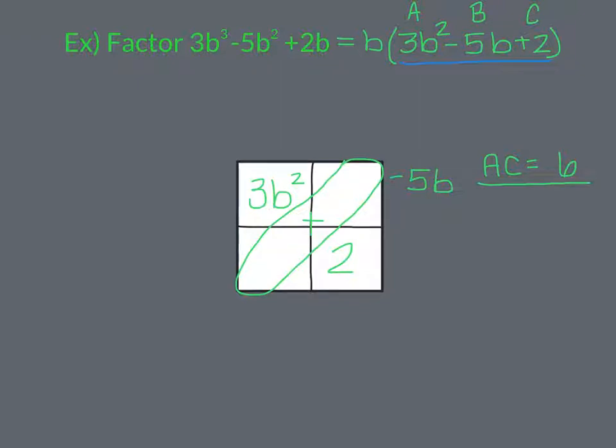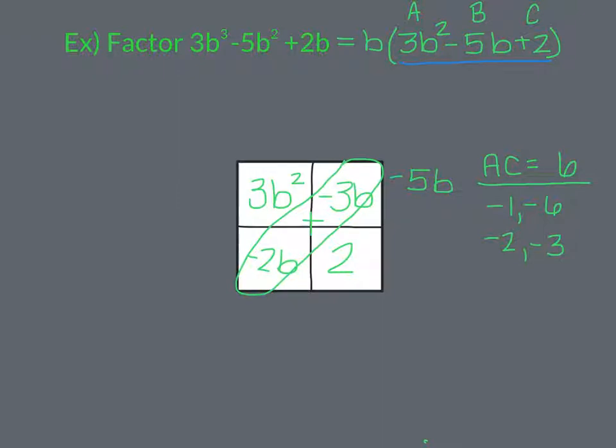Because we have a positive number for AC, yet a negative number when we add our things together, we know that both numbers are going to have to be negative. For example, negative 1 and negative 6 would multiply to be positive 6, but they could potentially add to be negative 5. Unfortunately, they don't, so we need to keep going. Negative 2 and negative 3 is our other option. Negative 2 times negative 3 does indeed equal positive 6, and when we add it together, it does equal negative 5b. So that's what we get to fill in our boxes with. Again, doesn't matter which one, but a negative 2b goes in one of the boxes, and a negative 3b goes in the other.